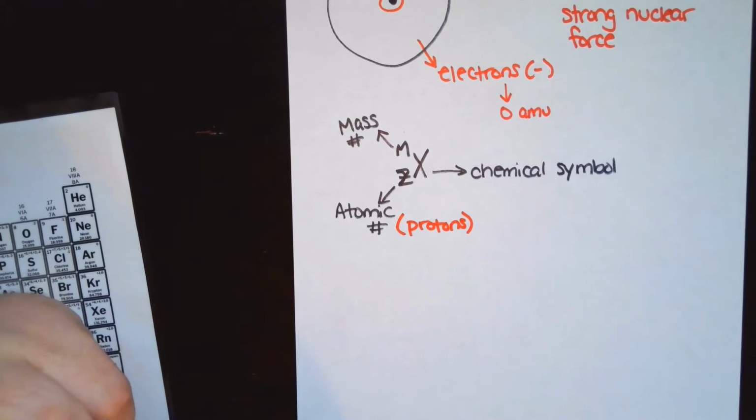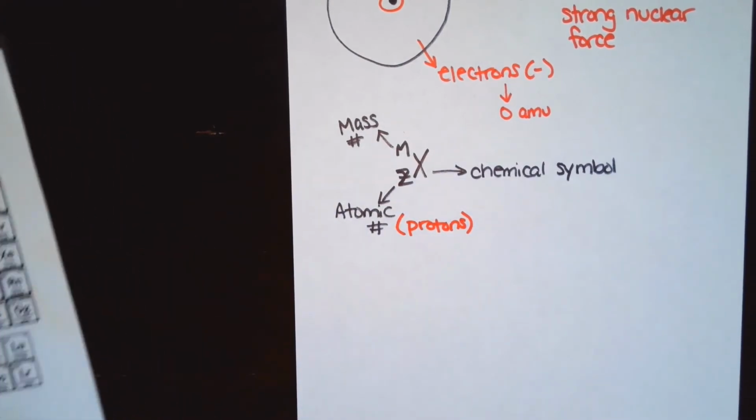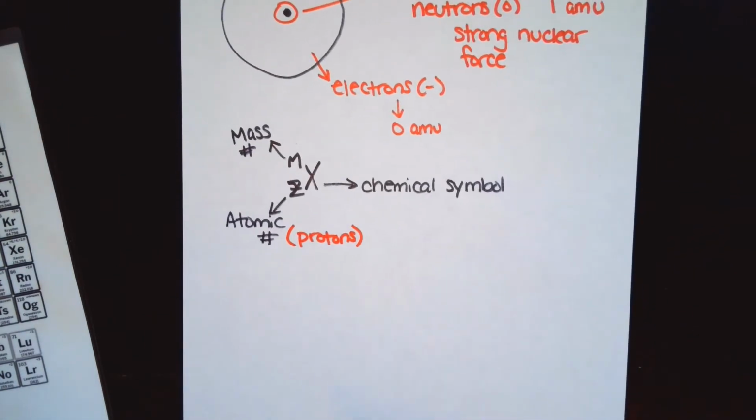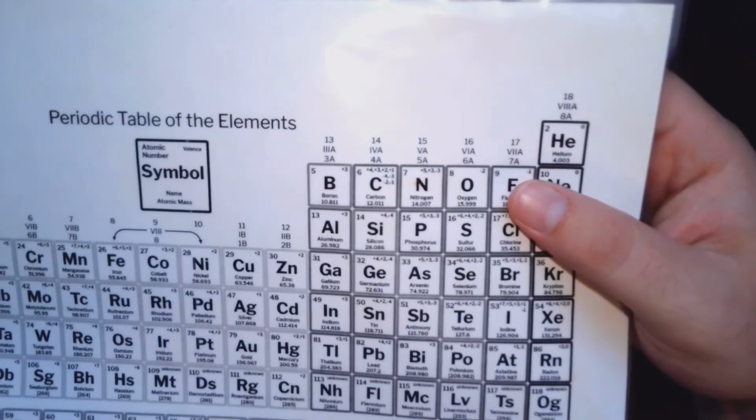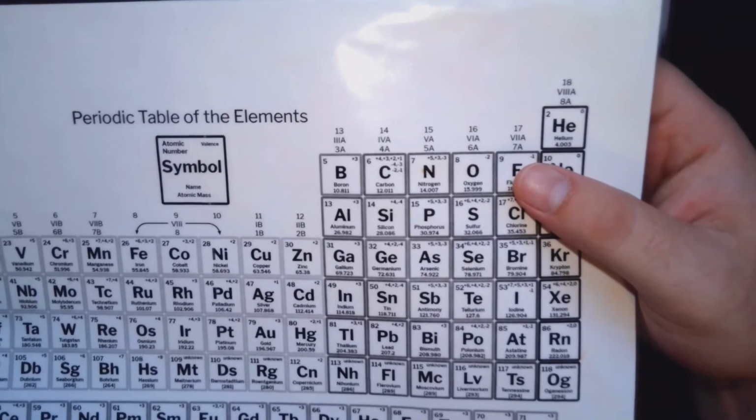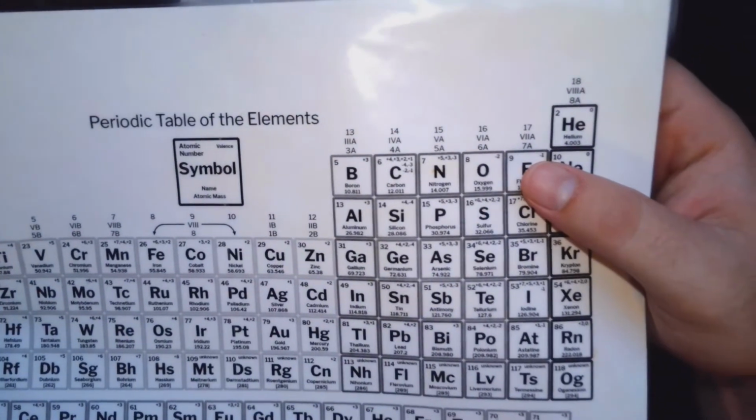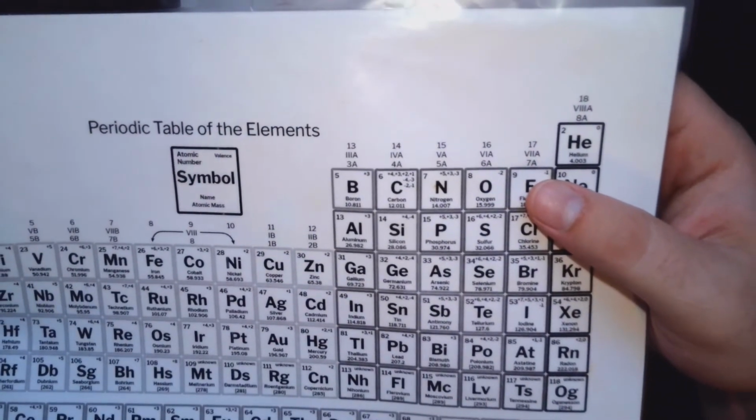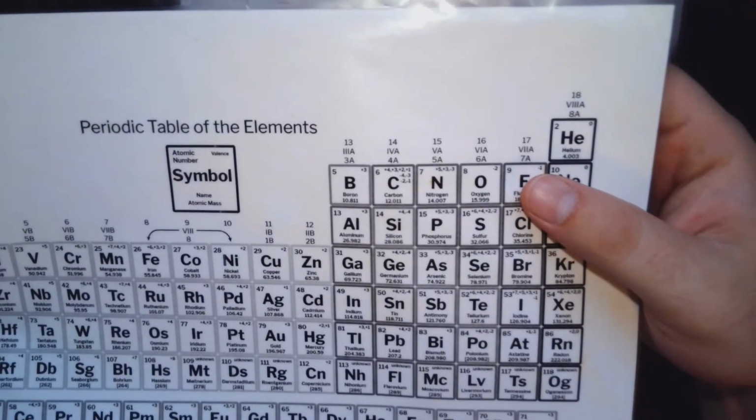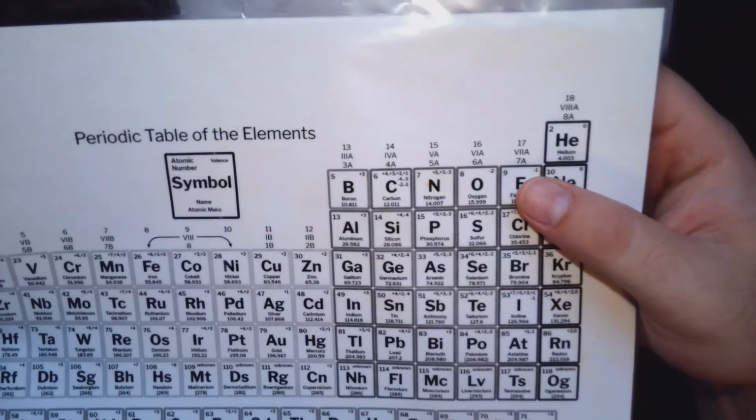So what that means actually is that the number of protons determines the identity of the element. If you change the number of protons, you will change the actual identity of the element. So for instance, carbon is number 6 on the periodic table. That means that every single atom of carbon in the world, no matter what you do to it, as long as it's still carbon, it will always have 6 protons. If it no longer has 6 protons, it's no longer carbon.